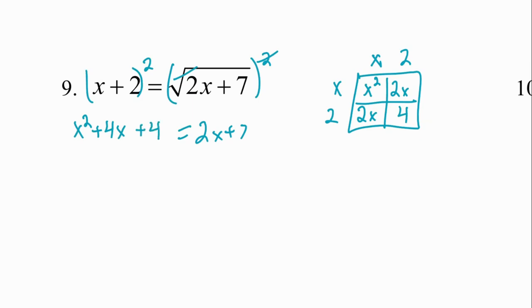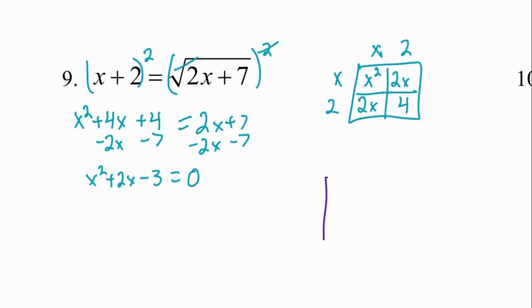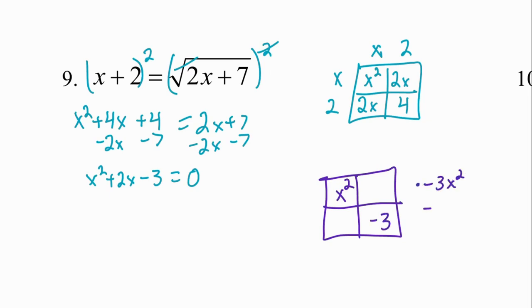So we don't have to square again, which is nice on this one. But again, we have an x squared, so we're going to have to get everything equal to 0 and solve. So I'm going to subtract 2x from both sides, and subtract 7 from both sides. So I'm going to get x squared plus 2x minus 3 equals 0. And then I will have to do the box again, but this time to factor. So I'm going to say x squared and negative 3. So I want something that multiplies to negative 3x squared, but adds to that middle term of 2x. So that's going to be a positive 3x and a negative 1x.